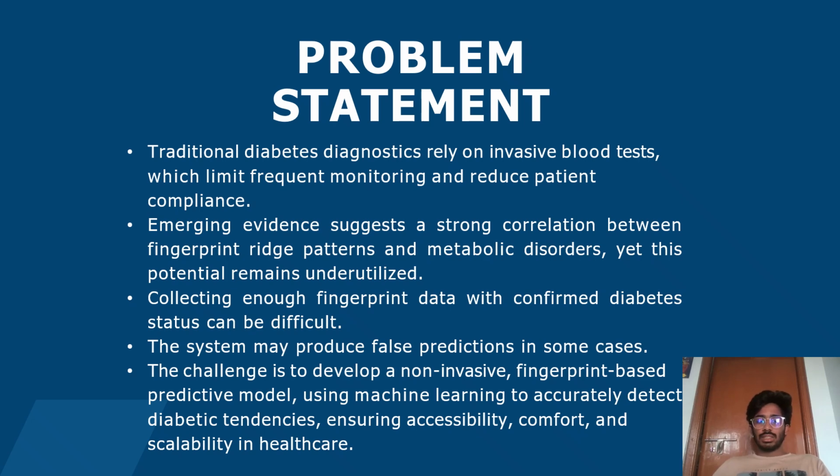Traditional diabetes diagnosis relies on invasive blood tests, which limit frequent monitoring and reduce patient compliance. Emerging evidence suggests a strong correlation between fingerprint ridge patterns and metabolic disorders, yet this potential remains untapped. Collecting enough fingerprint data with confirmed diabetic status can be difficult. The system may produce false predictions in some cases.